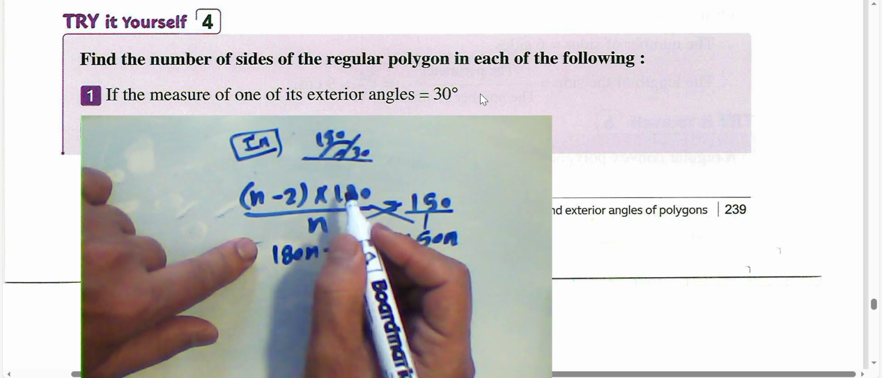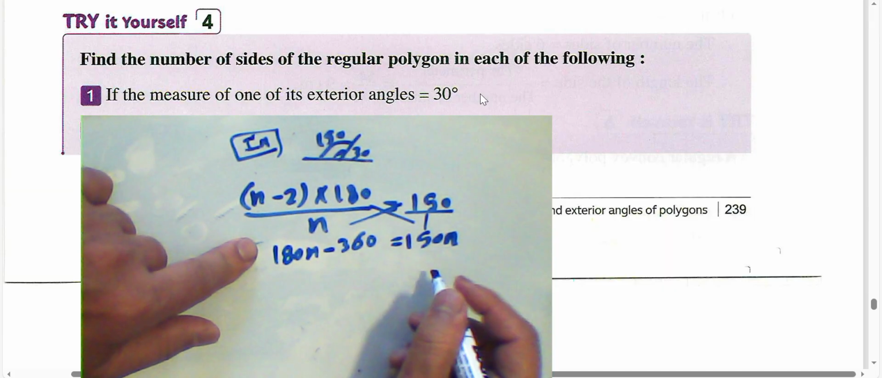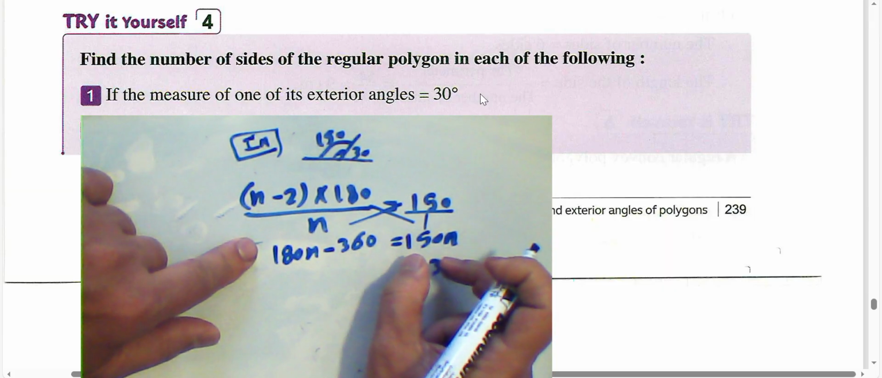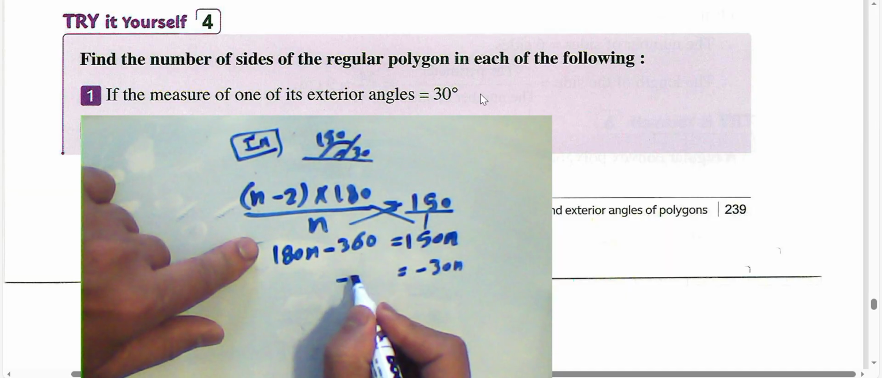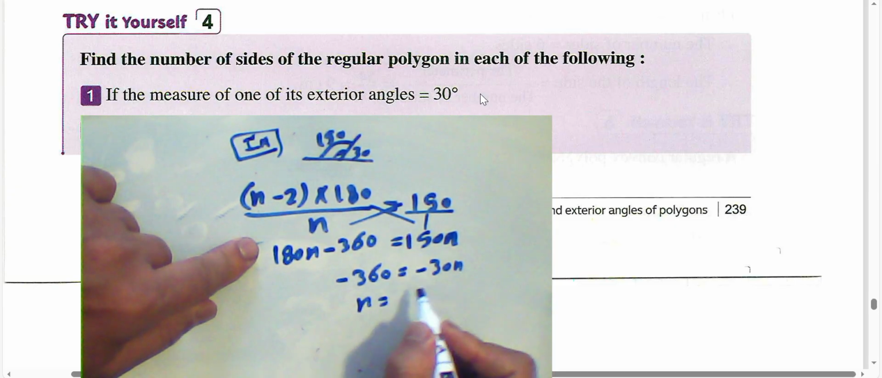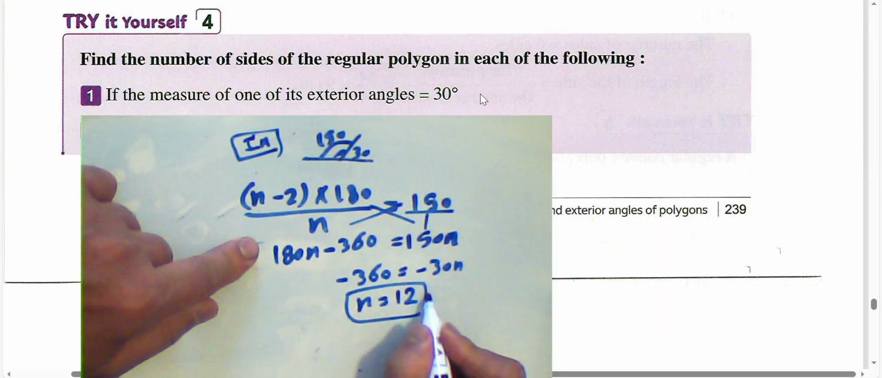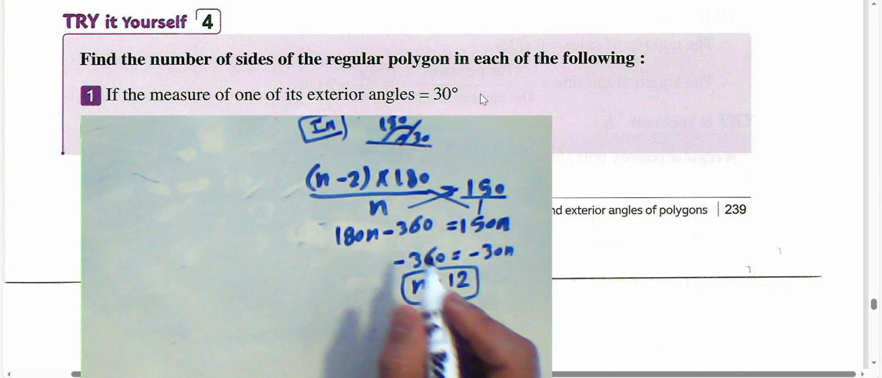Subtract 2 times 180, which equals 360. Move 180n here, it will be negative 30n. 150 subtract 180 equals negative 30, so negative 30n equals negative 360, and then we divide by negative 30. Negative divided by negative is positive, 3 divided by 3 is 1, 6 divided by 3 equals 2. Then the number of sides equals 12. Okay, the number of sides here equals 12.